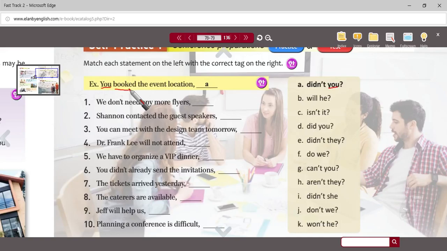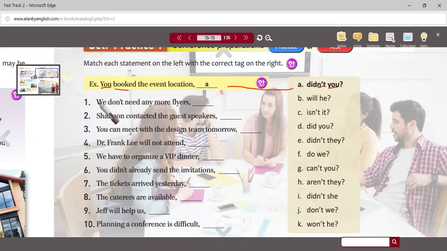So that would be the verb. There's no modal, and book is not a be verb. So it's just going to take the do or don't. This one is positive and in the past tense. This one is negative and in the past tense. There's also a you. So this is the match for the example.